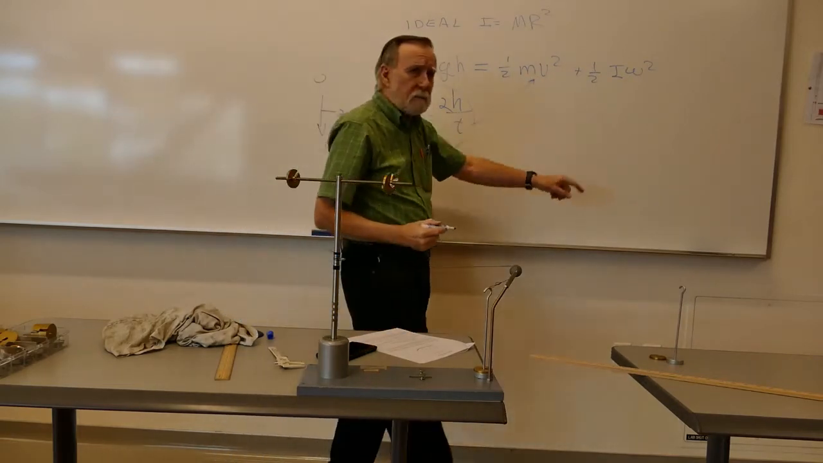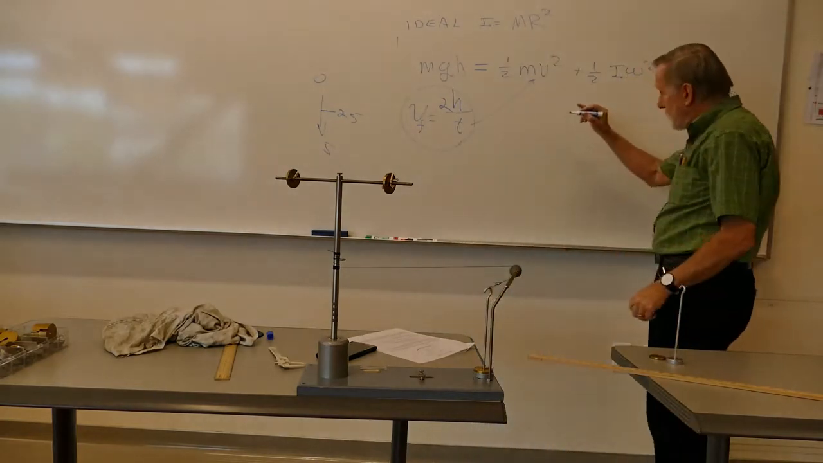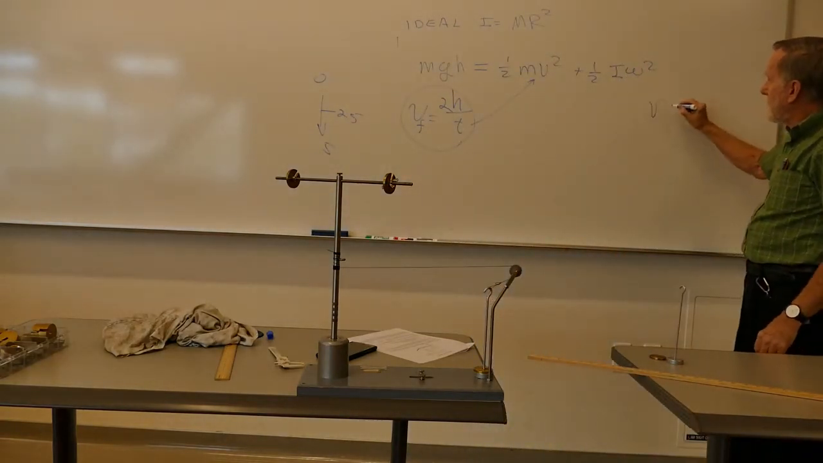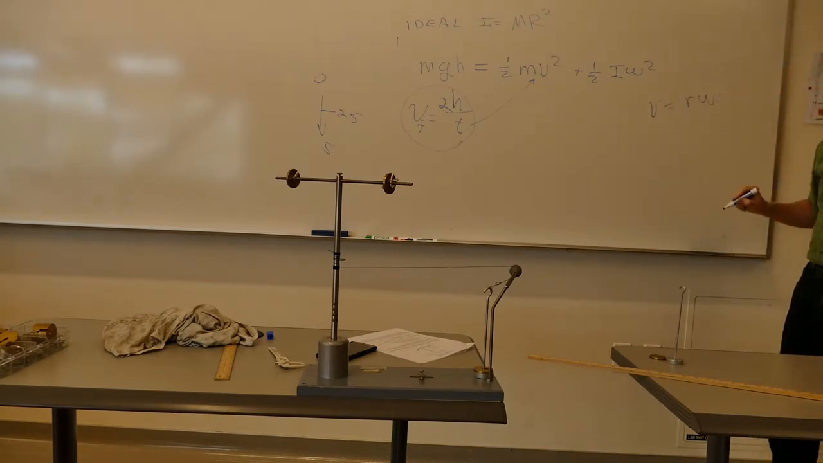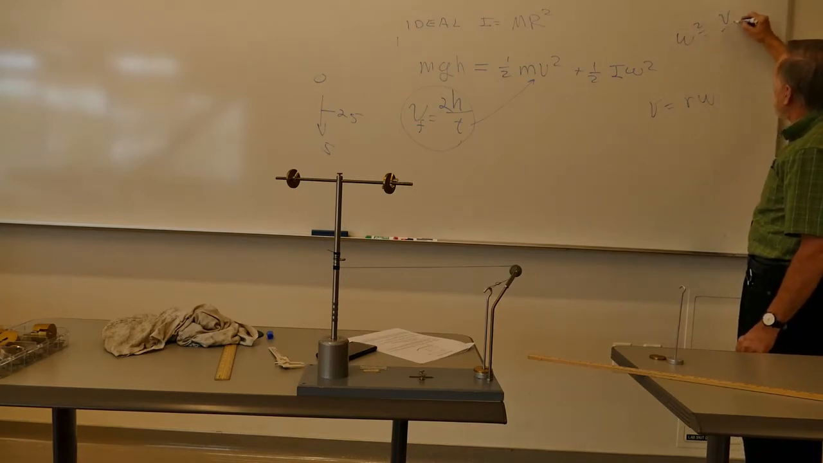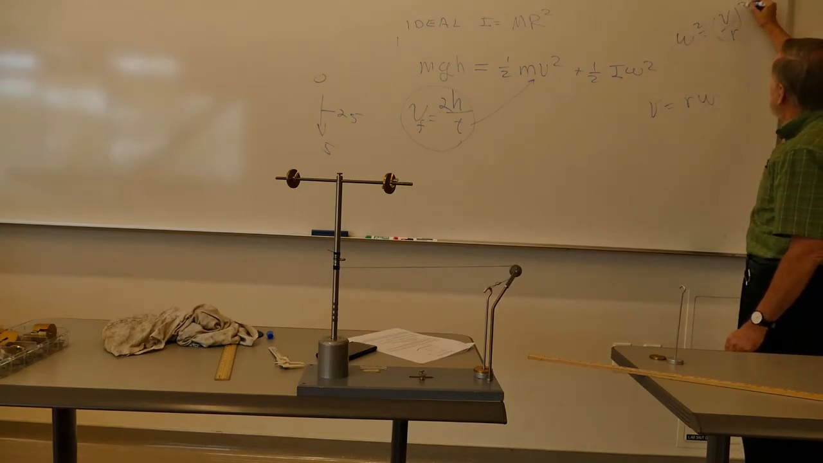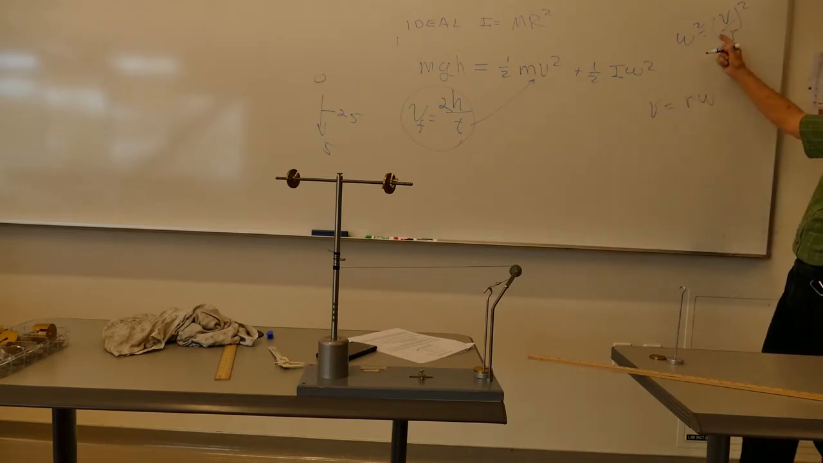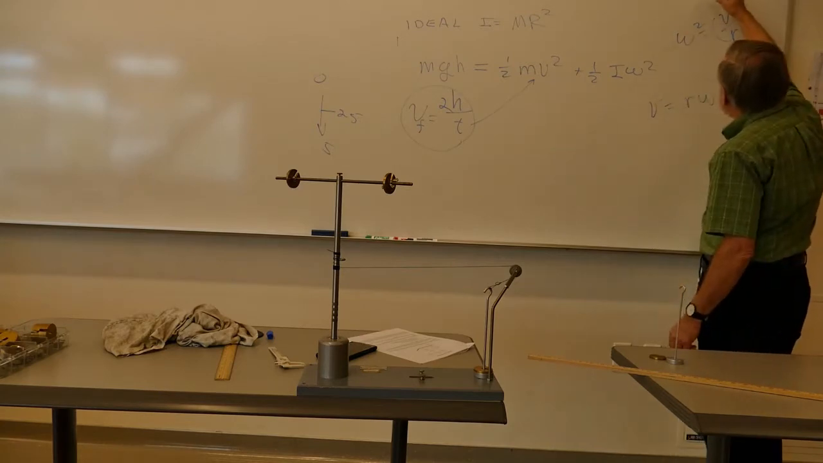Now for omega, remember the relationship between r and v? V equals r omega. So instead of omega squared, we can write v over r squared. Plug that into here. And for v, we can use 2h over t.